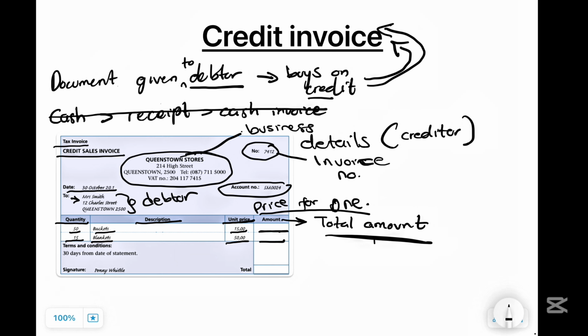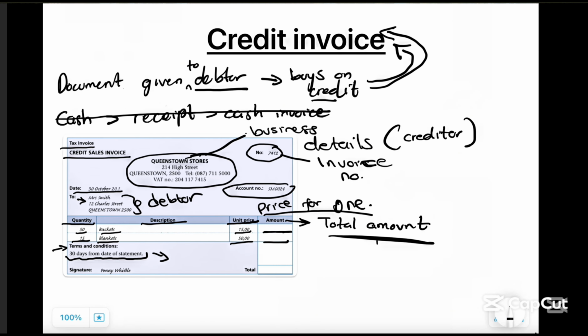I hope you're with me here. And then we go down, it says terms and conditions over here, and then it says 30 days from the date of statement. So this just means that the person must pay, well, Mrs. Smith must pay the full amount in 30 days time.